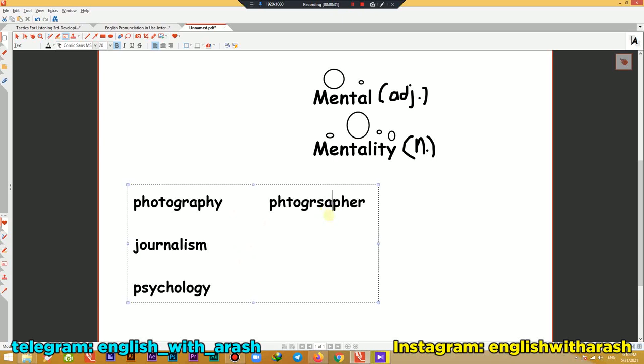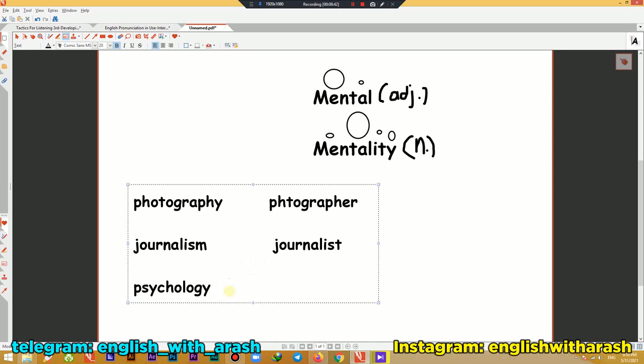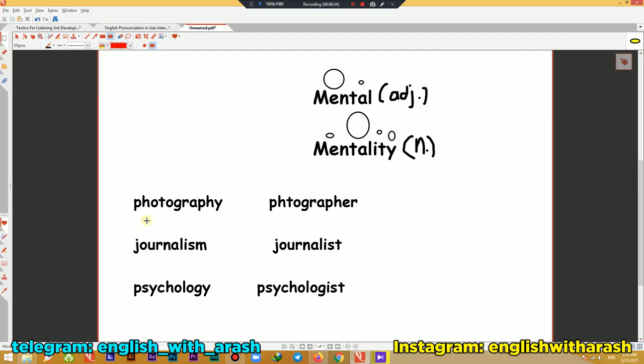If I'm spelling it right. Yes, and journalist: a person who studies journalism becomes a journalist, and a person who studies psychology becomes a psychologist. So if you take a look, the stress is not changing. I study photography, I will become a photographer.